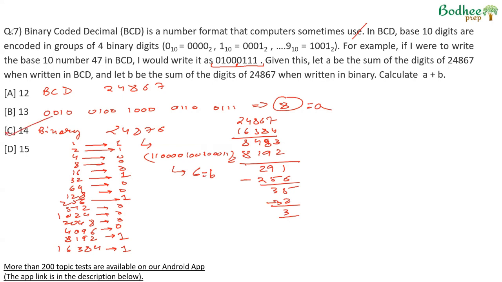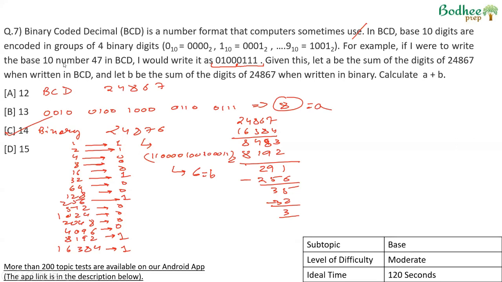Now, I'm calling this a moderate level of difficulty question because converting to binary might take some time. Apart from that, in terms of concept, not very difficult to solve per se, and therefore overall level of difficulty moderate. Time to solve about 2 to 2.5 minutes.